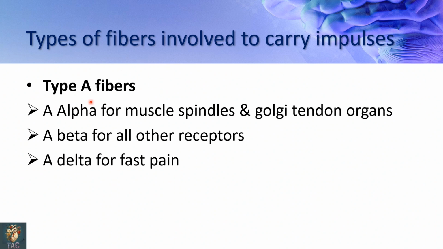There are 3 different types of type A fibers present: type A alpha, type A beta, and type A delta. Type A alpha fibers are for the muscle spindles and Golgi tendon organ. These include both the extrafusal fibers as well as the intrafusal fibers, both the nuclear bag fibers and the nuclear chain fibers. They transmit their impulses through A alpha. Then A beta is for all other receptors, and A delta carries the sensations of fast pain. These are the fastest of all the fibers.